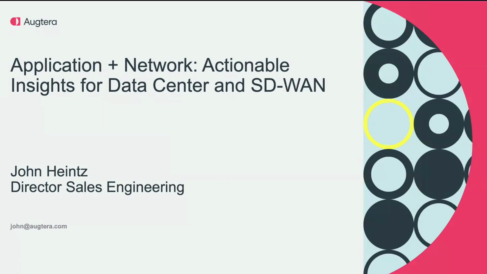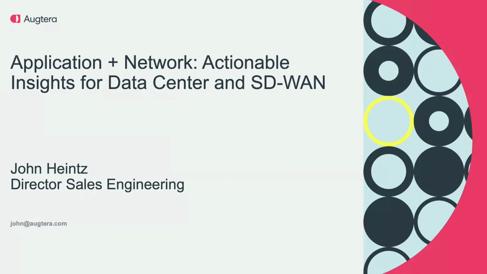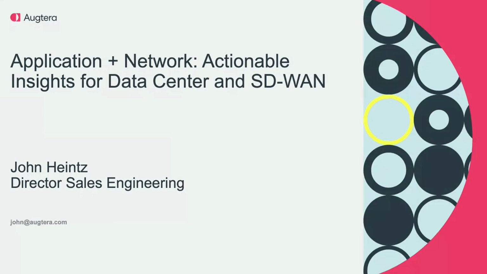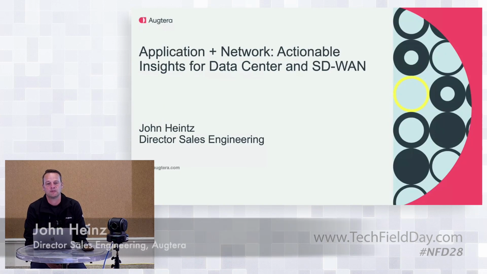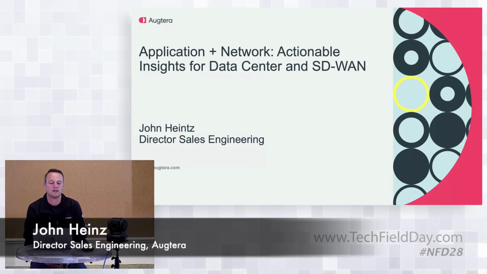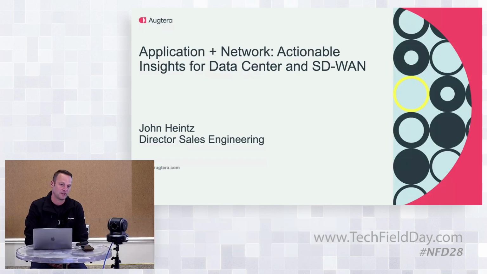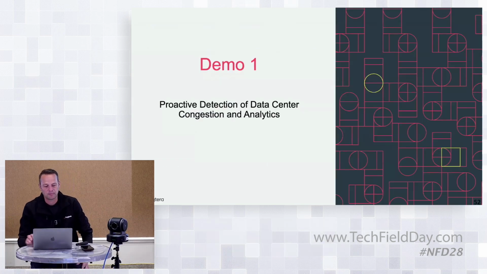In this session, we're going to focus on application network actionable insights, for the data center and the SD-WAN. And we're going to show a real good example of using Augtera ML for proactive data center congestion. So the first demo is proactive detection of data center congestion.